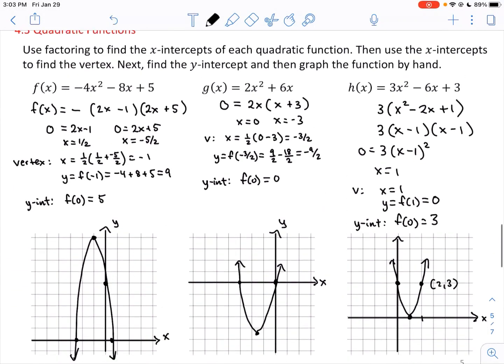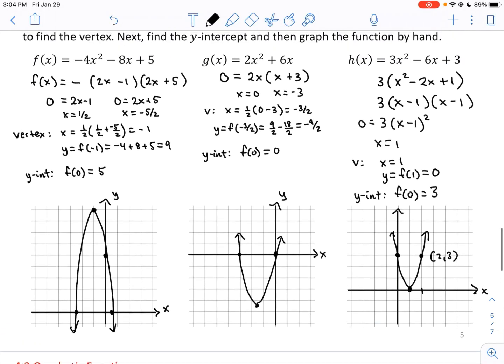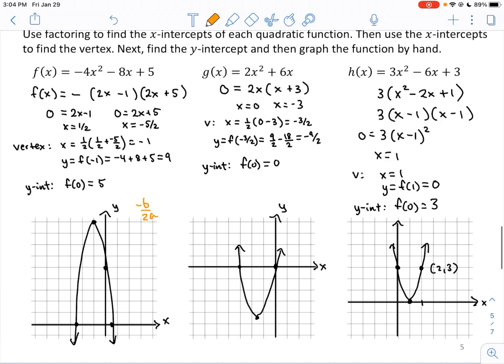If I were to back up and do the vertex strategy of doing negative b over 2a, let's see if we can confirm some of these answers. Let's just do the negative b over 2a, and the negative b is the negative 8 there, and the 2a is 2 times negative 4. Negative b over 2a gives me positive 8 over negative 8, and I get negative 1. Notice that's the same thing I got by averaging the x-coordinates of the x-intercepts.